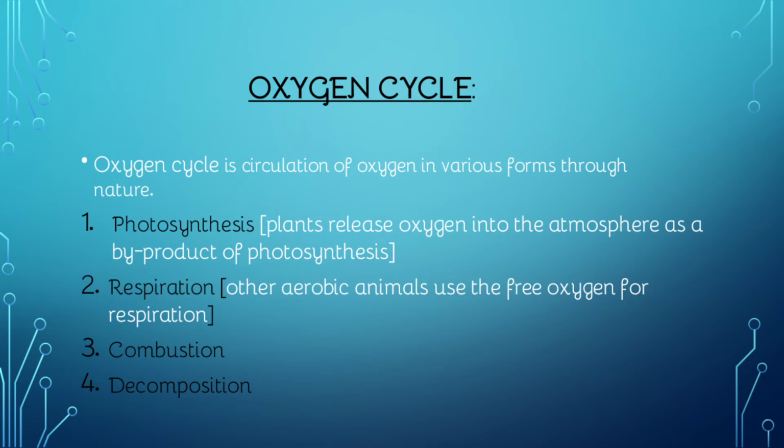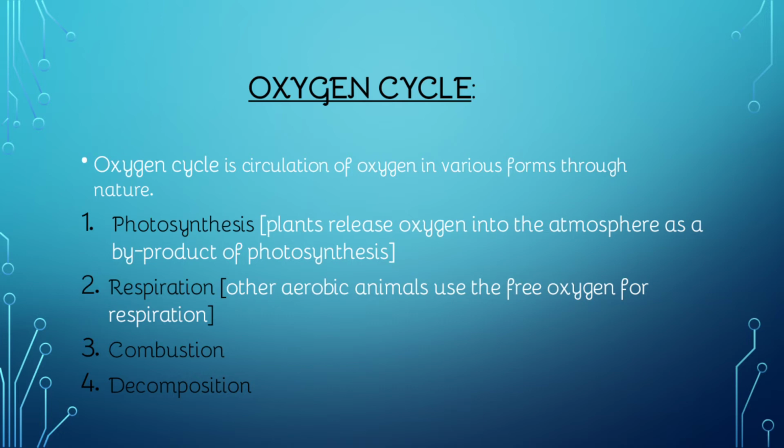The first point is photosynthesis. Plants release oxygen into the atmosphere as a byproduct of photosynthesis. Photosynthesis is a process in which green plants use the energy from the sun to make carbohydrates from carbon dioxide and water in the presence of chlorophyll. Plants pull the carbon from carbon dioxide and use it in glucose, and then release oxygen into the atmosphere as a byproduct of photosynthesis.